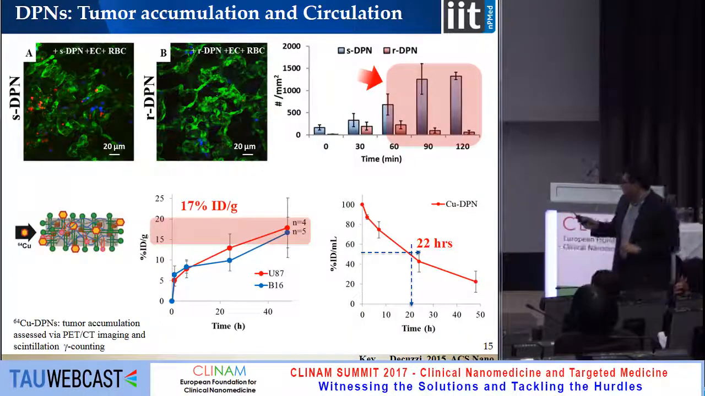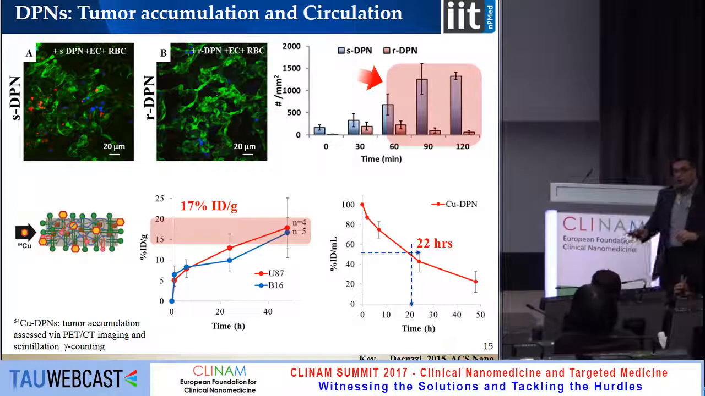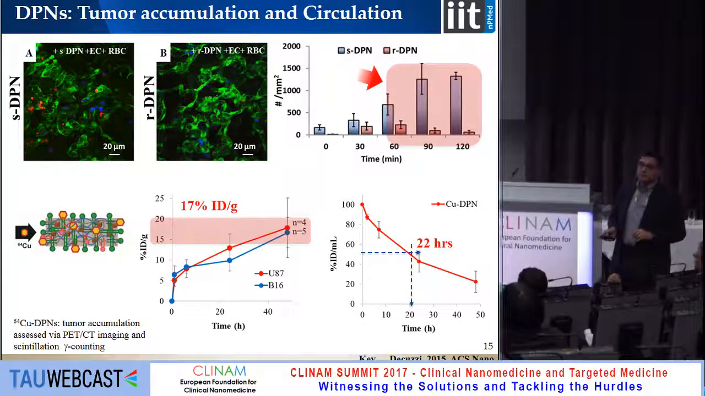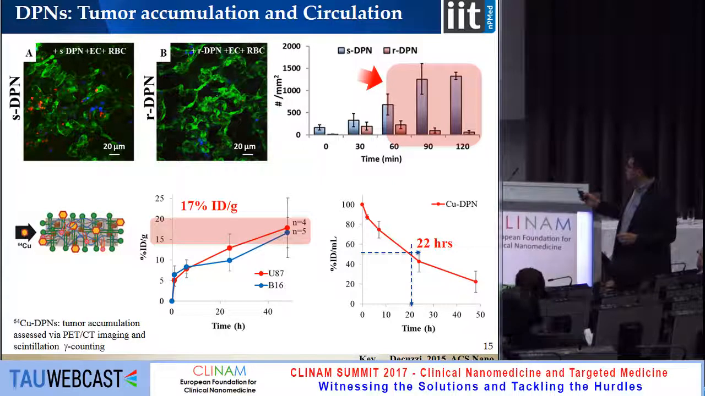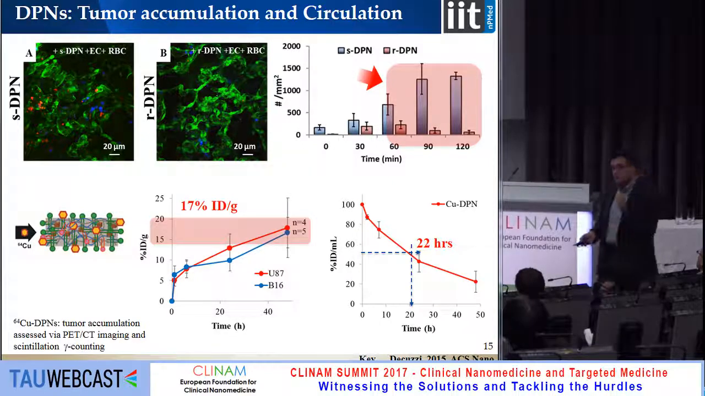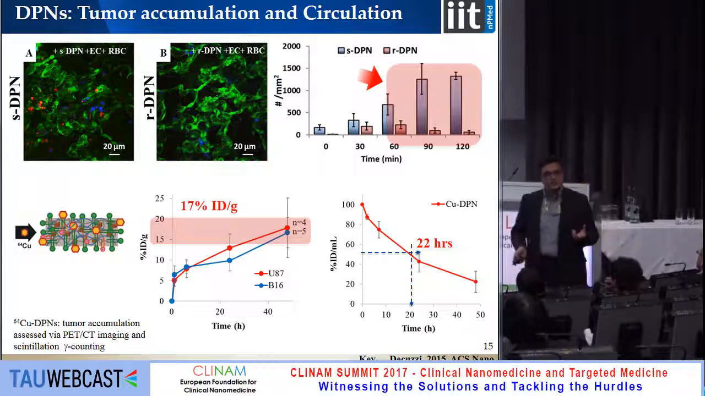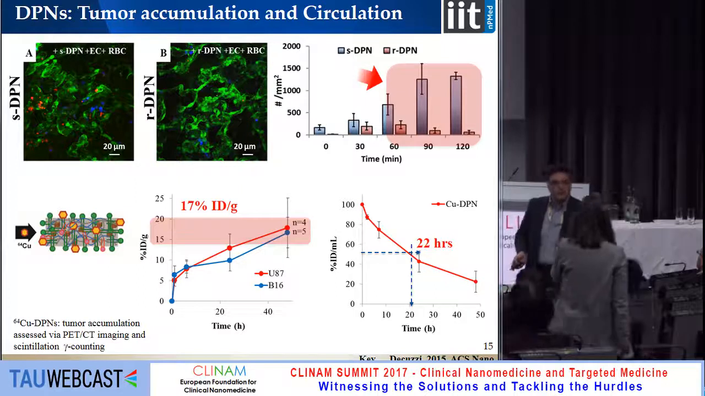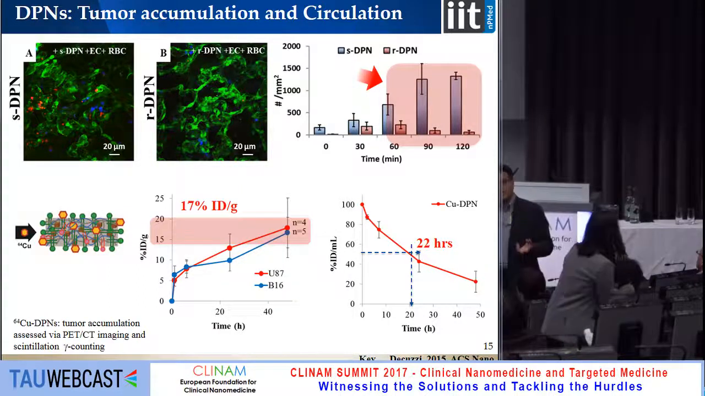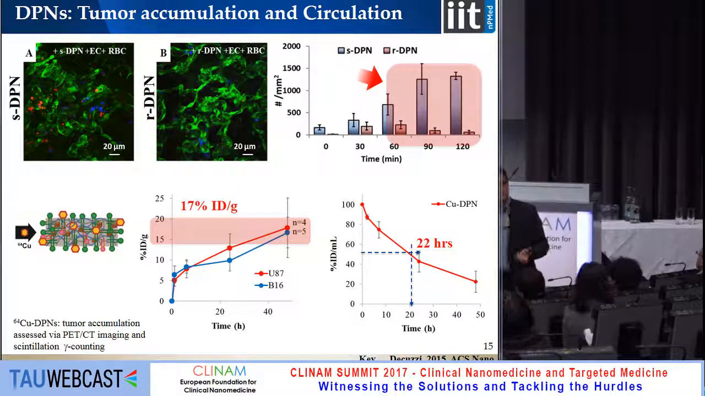Well, if they are deformable, and we're not the only ones, there are another 3 groups in the world that have been publishing this over the last couple of years. Some of them are in ACS Nano, some in other journals. But basically, if they are deformable, these particles, which are 1 micron in size, so way bigger than what we usually consider nanomedicine, they circulate for over 24 hours. Circulation half-life of the order of 20 to 24 hours, okay?